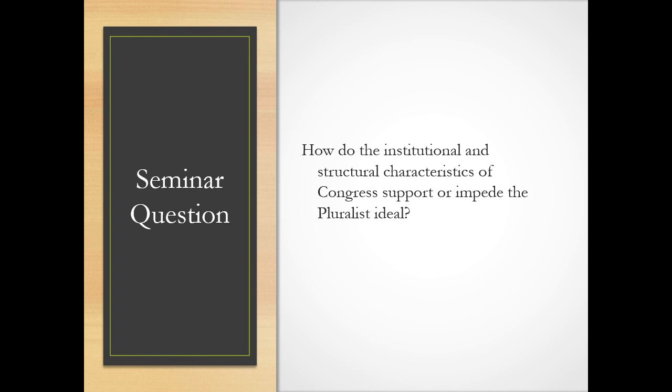And so if I were to have an outline resulting from this thesis statement, I would suggest that your introduction, paragraph 1, includes your thesis statement. Paragraph 2 is, what is Congress? Remember, your reader knows nothing. Paragraph 3, what is the pluralist ideal? You want to start at the higher level and work your way down. Paragraph 4, what are the institutional characteristics? Paragraph 5, what are the structural characteristics? Paragraph 6, how do they support the pluralist ideal? Paragraph 7, how do they impede the pluralist ideal? Paragraph 8, coming in at about 2.5 to 3 pages, is the conclusion, reiterating your thesis statement.